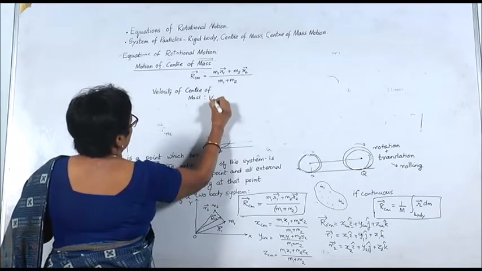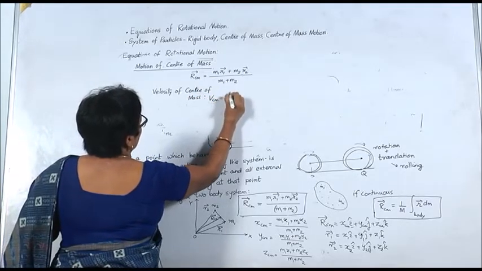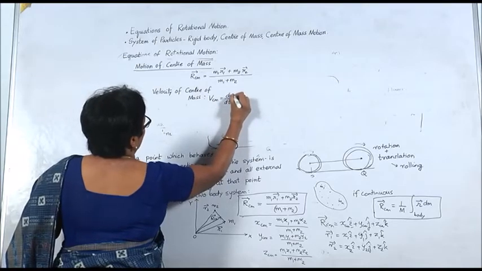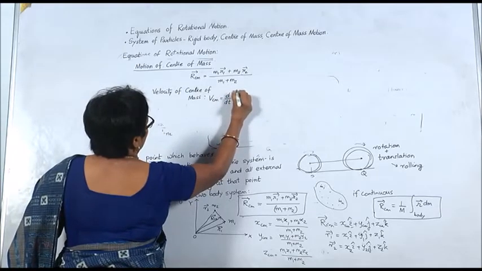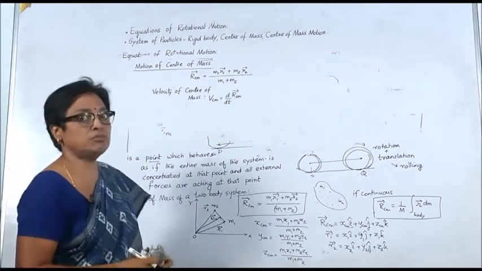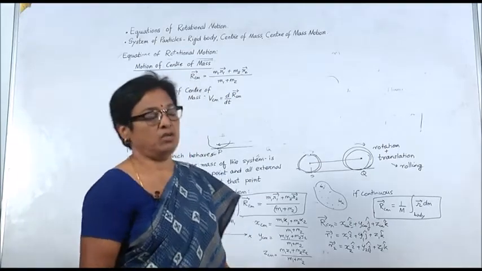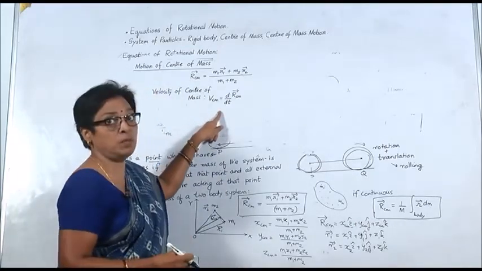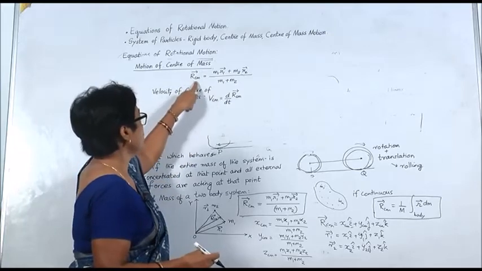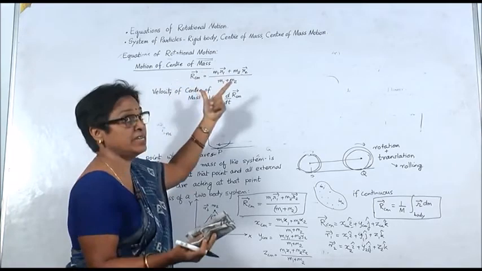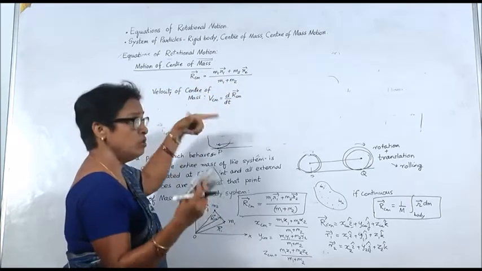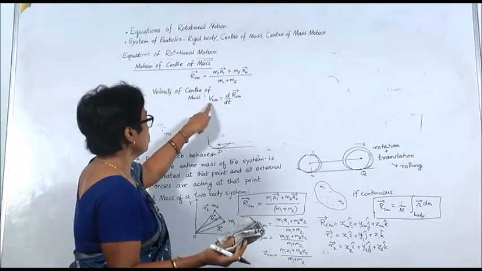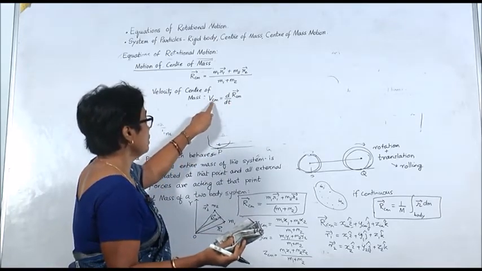Let me write: VCM will be equal to simply the time derivative of position RCM. Velocity is rate of change of displacement, so it is the derivative of displacement. Here the position of center of mass is this, and its time derivative will be the velocity of that thing, that is the velocity of center of mass. CM here stands for center of mass.